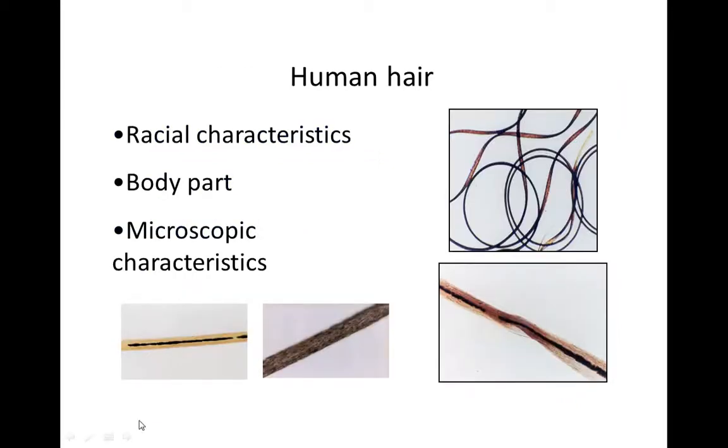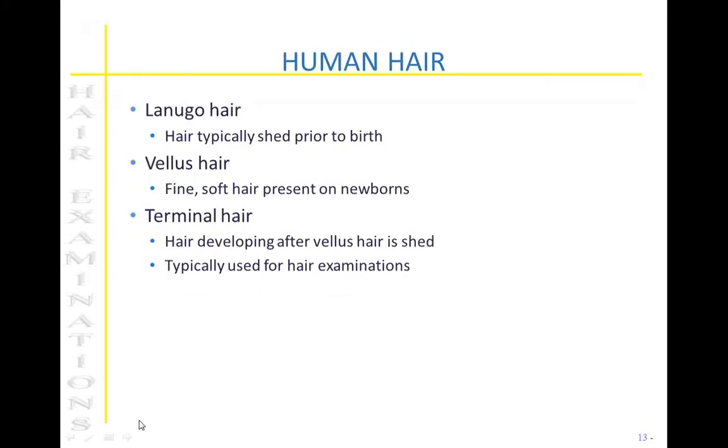With human hair, the analyst is going to initially try to determine any racial characteristics for a hair, and then they will work with the microscopic characteristics to determine the portion of the body that the hair may have come from, and then other microscopic characteristics to make that hair a little bit more unique.